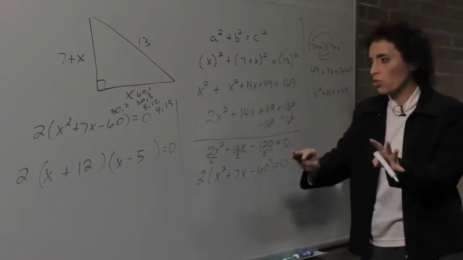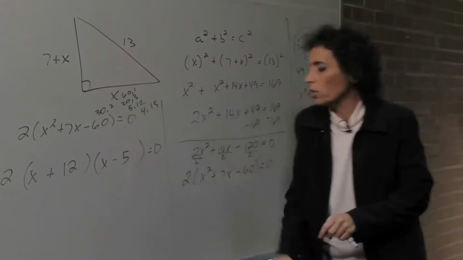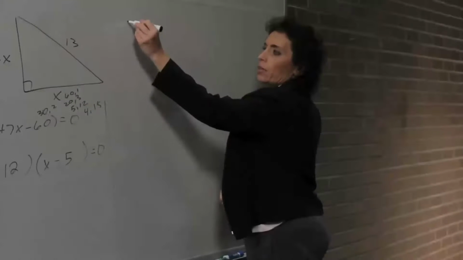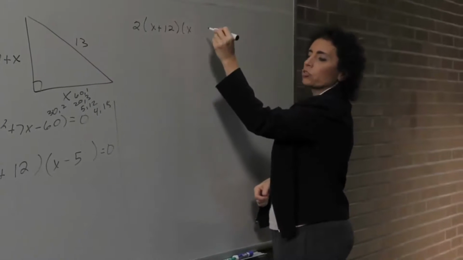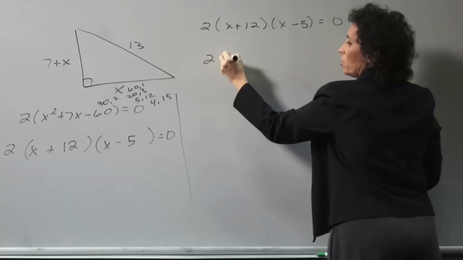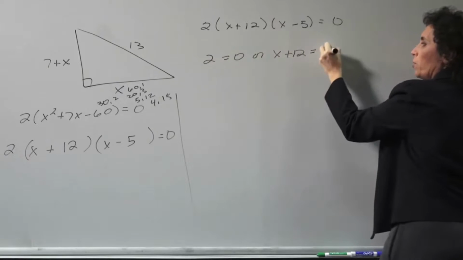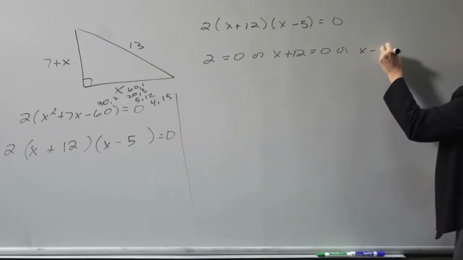So everybody see what we did so far? We had to plug it in the Pythagorean theorem because we were talking about the sides of a right triangle. Now I'm going to move that here so we can finish it off. 2 times the quantity x plus 12 times the quantity x minus 5 equals 0. 2 equals 0, or x plus 12 equals 0. Remember why I can do this: because if the product is 0, it means that at least one factor is 0.